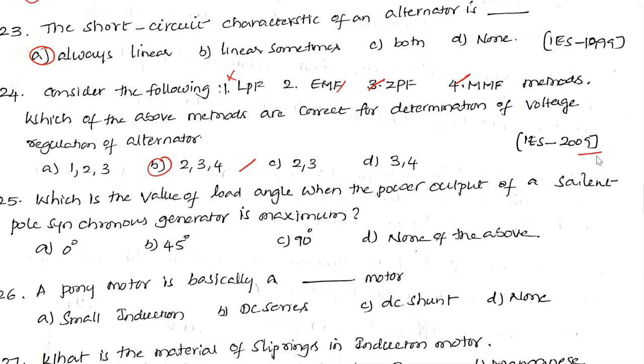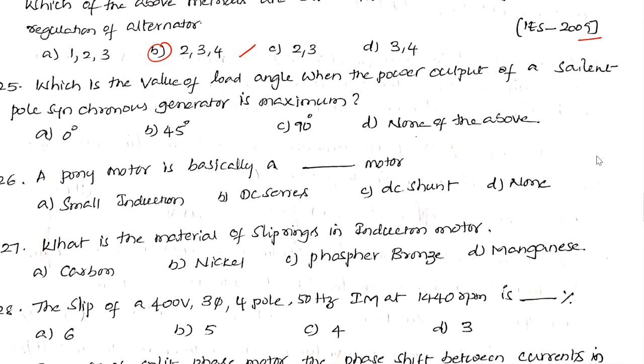Okay, next one, what is the value of the load angle when the power output of a salient pole synchronous machine or generator is maximum? Options are 0, 45, 90, D none. The actual answer is D none. Why? Because it is approximately nearer to 90 degrees but not exactly 90 degrees. So the answer will be D none.